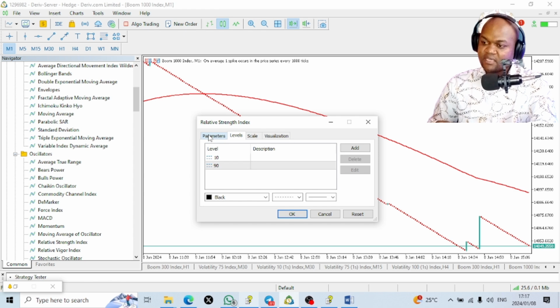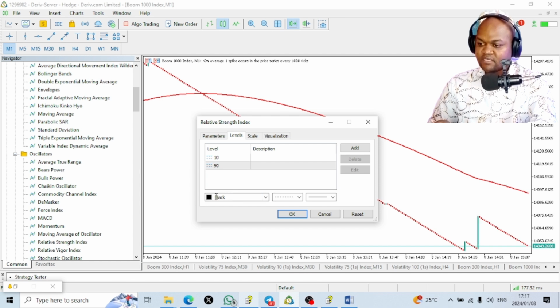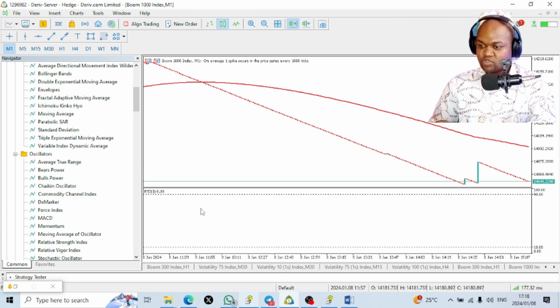The reason we want the RSI is basically for the levels. We have level 10, level 90, and we also have the style. On the style, we have black. Then you click done. You will see that on your chart, we now have this in our indicator window.